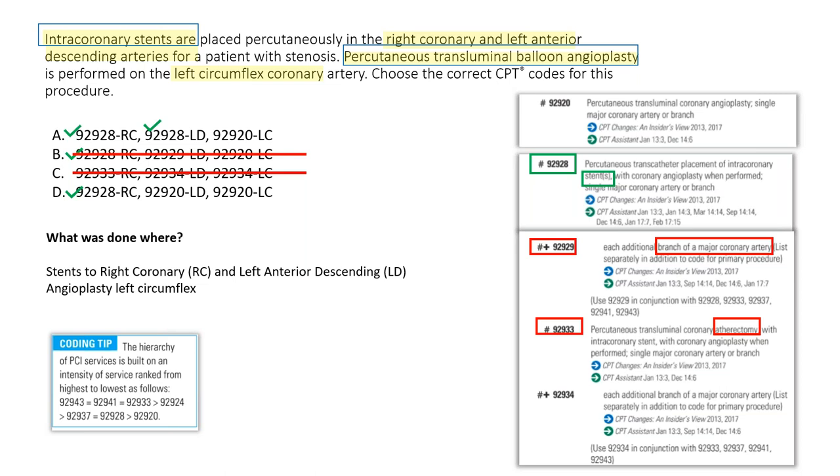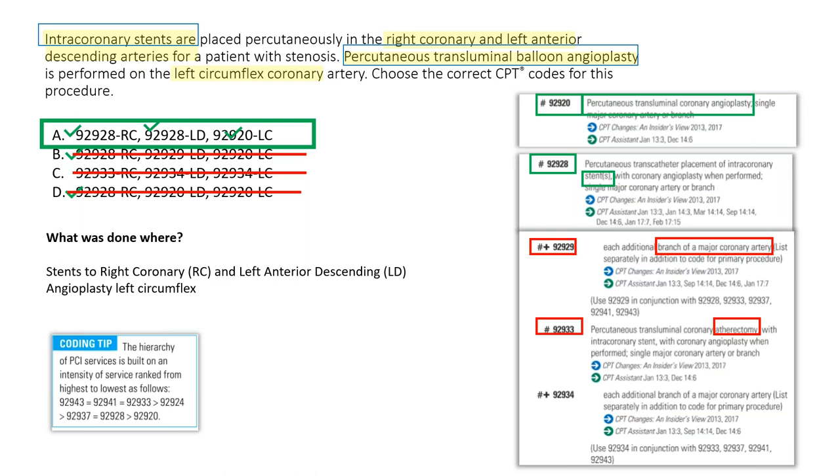We know we did stents on both of those two major arteries, and we did an angioplasty on the left circumflex. So we should have two of the 92928 codes and one 92920. The only solution that has that sequence properly is A. So we can eliminate D, and we verified that A is the answer. A lot of you got that correct, and I think you should all pat yourselves on the back. All right, let's keep moving. We have a few more things to go through, and we're running out of time.